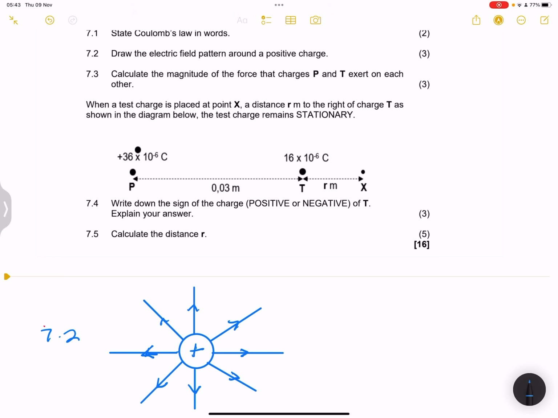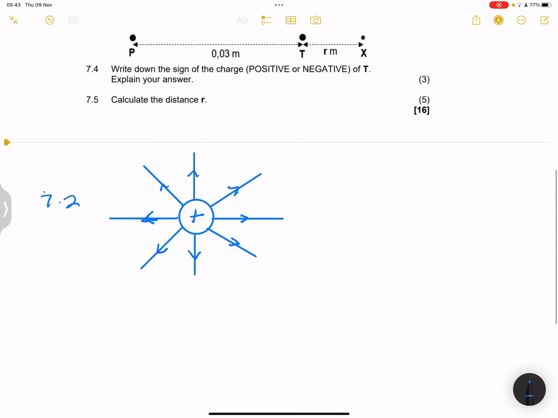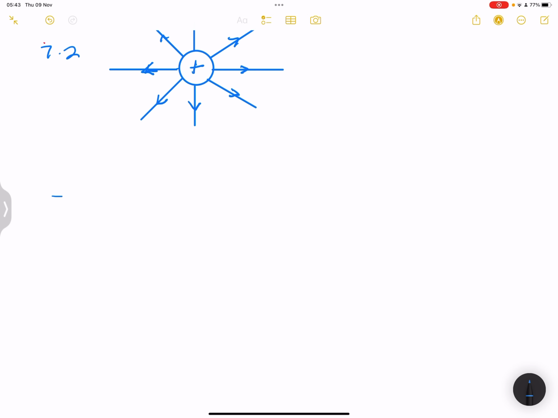Now they say to us, when a test charge is placed at point X, oh no, actually, I think I might have skipped a question. They say calculate the magnitude of the force that charges P and T exert on each other. What we will not know is the nature of the force, but there's nothing wrong with calculating that force there.